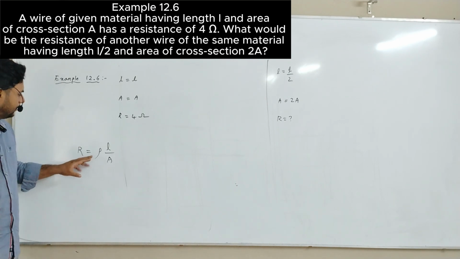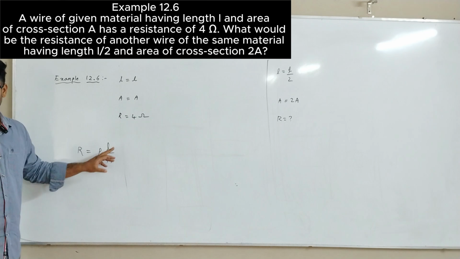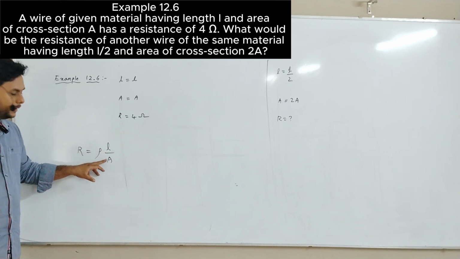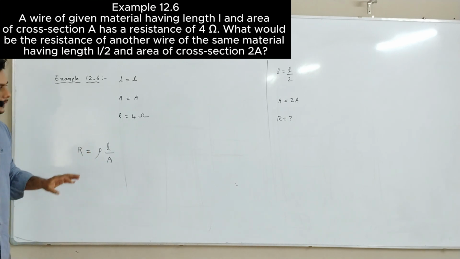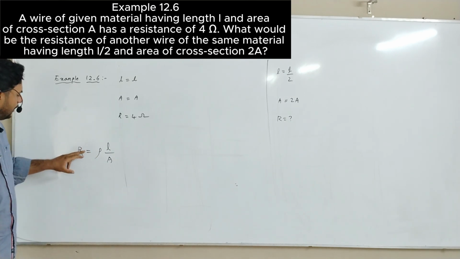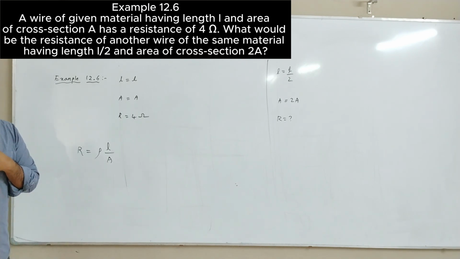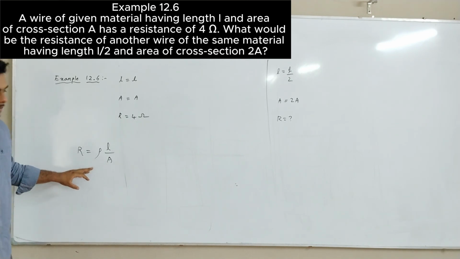Okay, resistance is equal to rho L by A. Rho means resistivity of material, L means length, A means cross section area. So according to this formula, I have applied everything. Rho means resistivity of that material. They have not told me which material it is, so keep rho only. Length is how much?